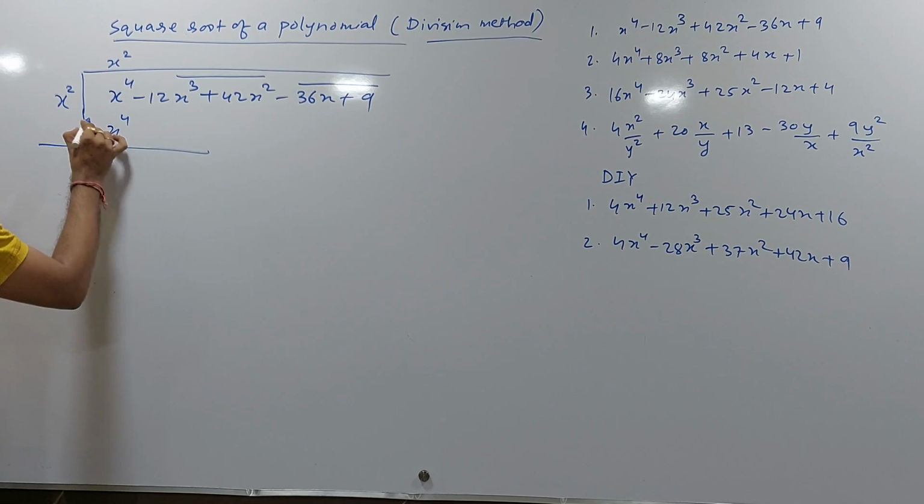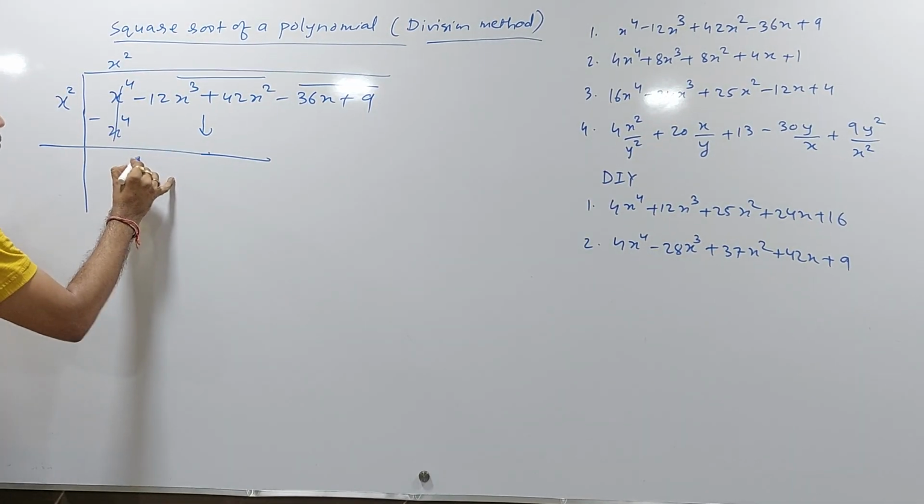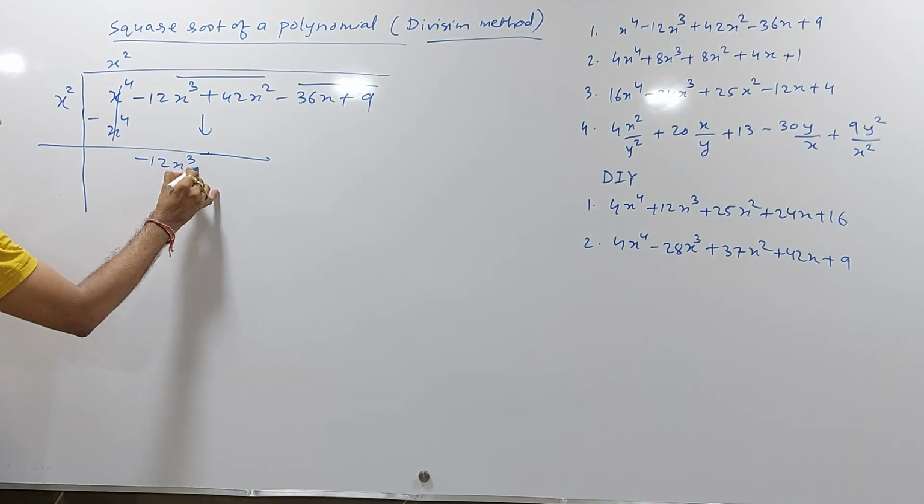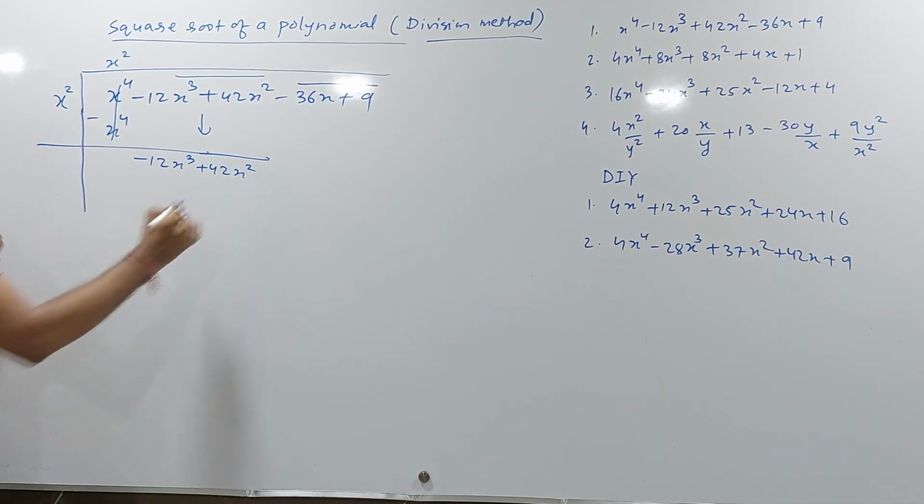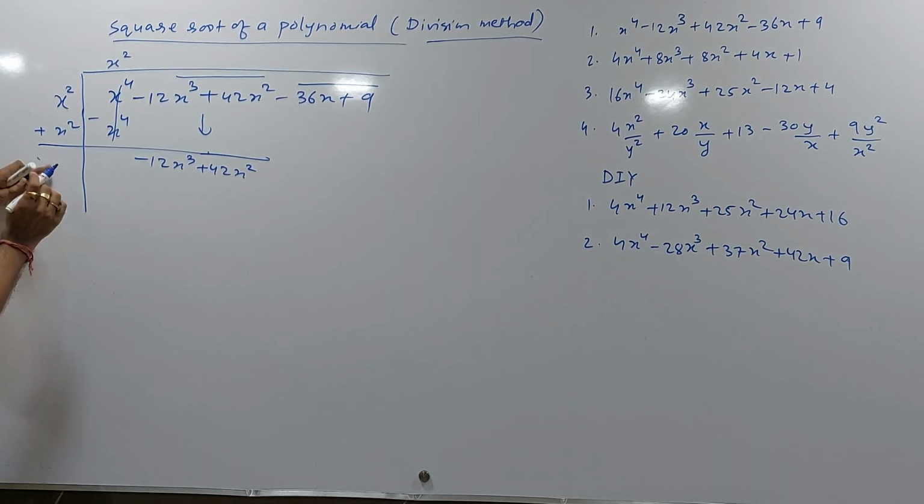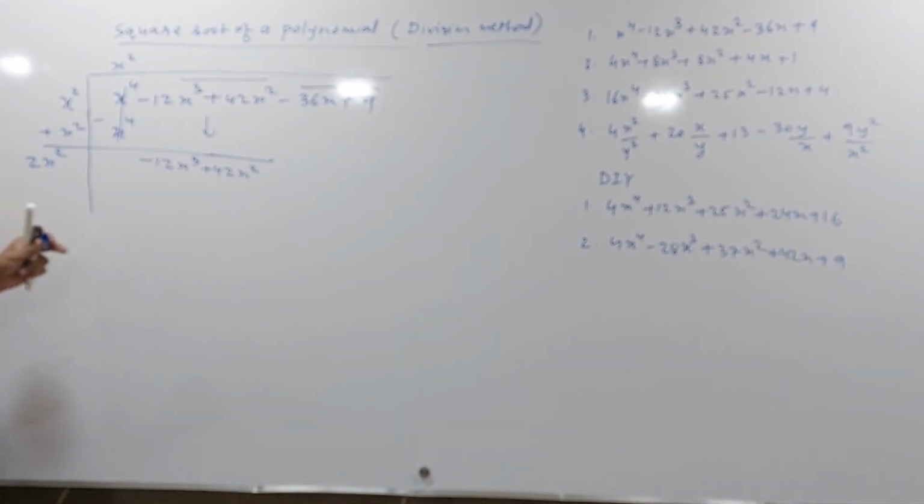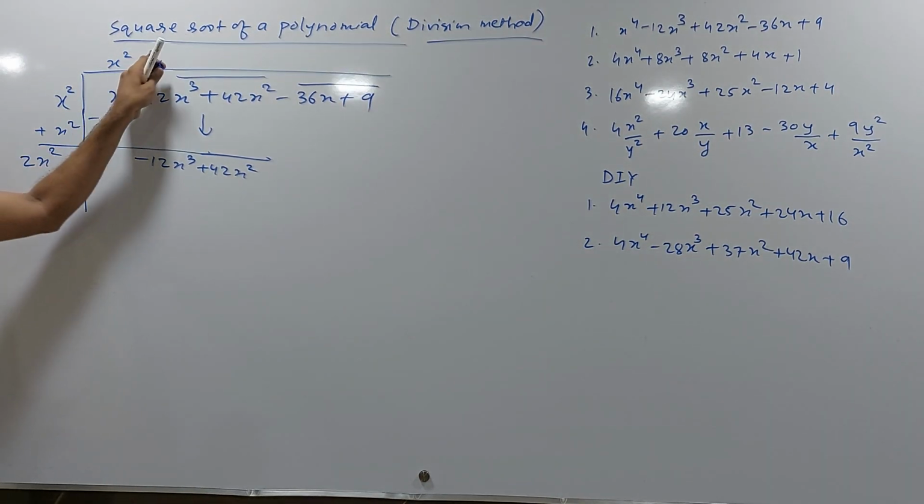So ultimately it gets cancelled. Now I need to drop down the complete pair. That complete pair is minus 12x cube plus 42x square plus 42x square. And as I told, we need to add x square, or just double x square. So it is 2x square, and make a note that we are giving a little space over here. Fine. Now what happened? I need to put down a number here, and the same number will be there.